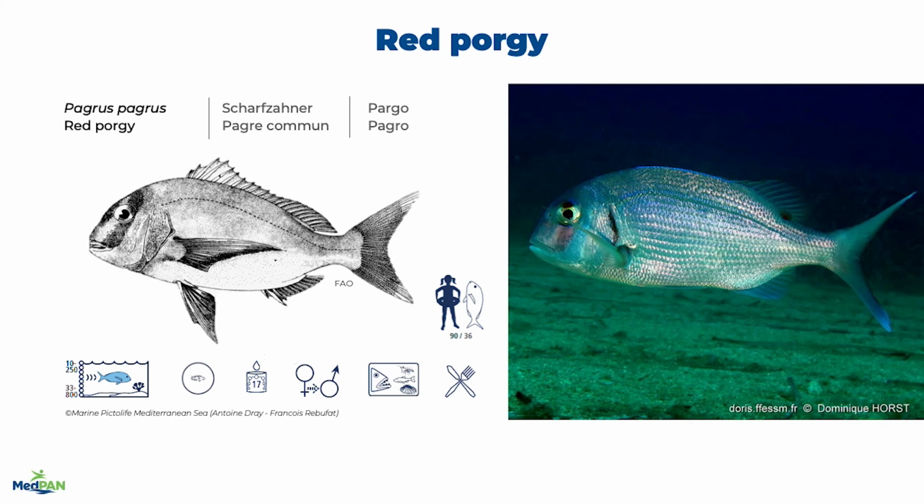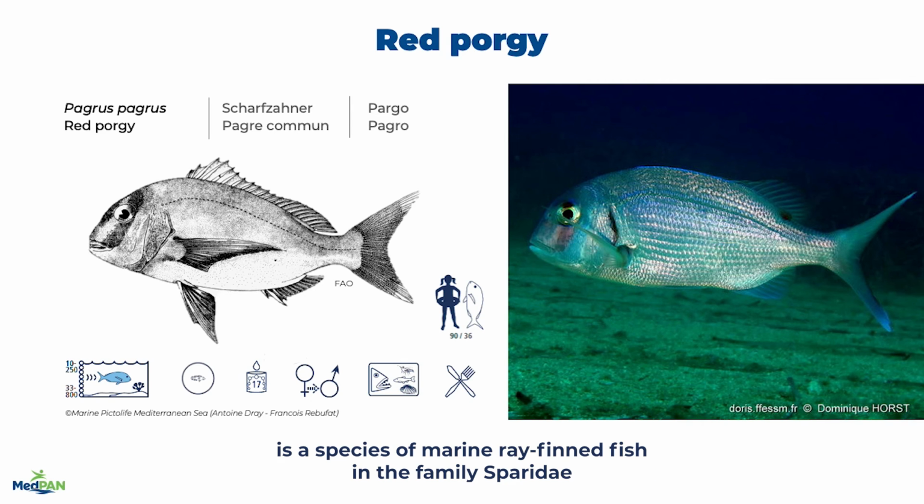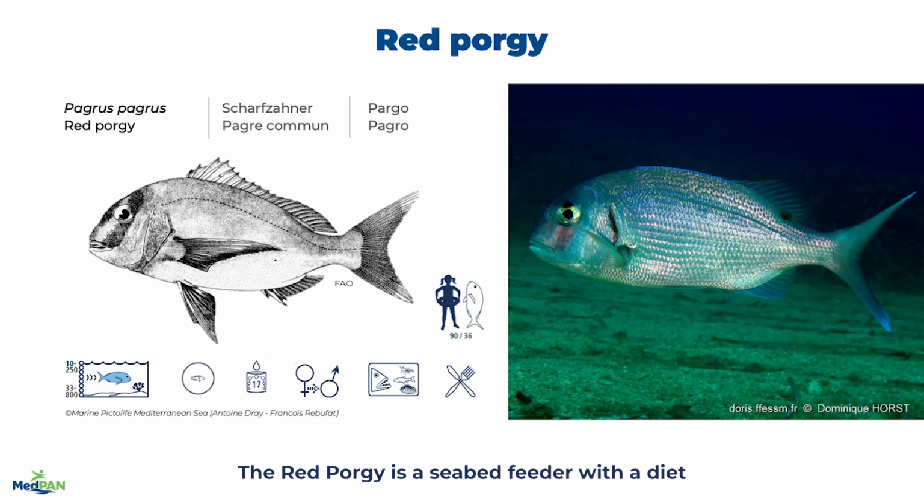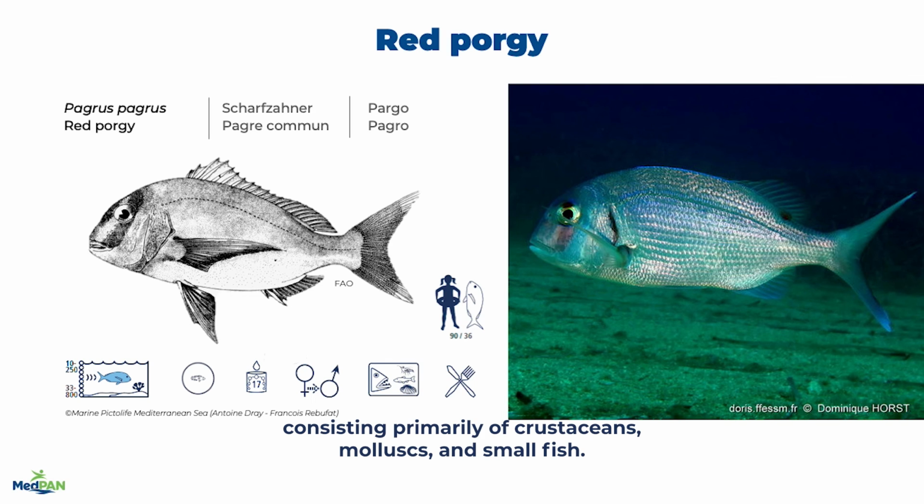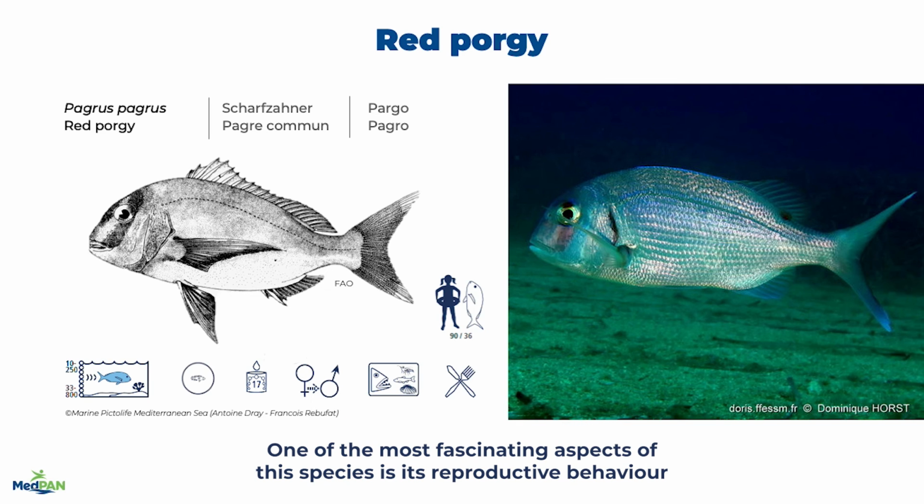The red porgy, Pagrus pagrus, also known as the common sea bream, is a species of marine ray-finned fish in the family Sparidae. It is found in the shallow waters on both sides of the Atlantic Ocean, including the western coast of Europe and the Mediterranean Sea. The red porgy is a seabed feeder with a diet consisting primarily of crustaceans, mollusks, and small fish. One of the most fascinating aspects of this species is its reproductive behavior.